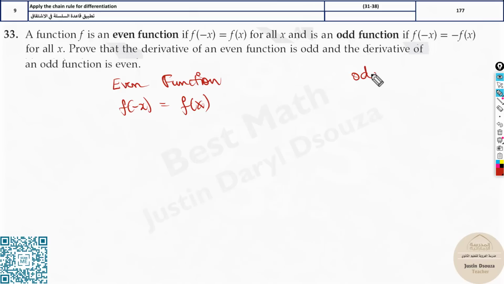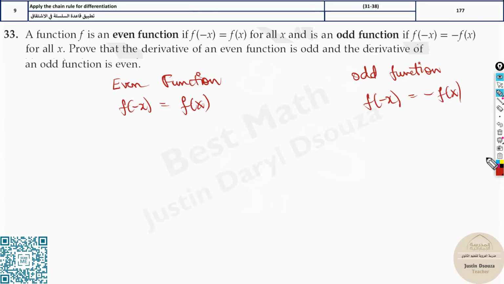Whereas odd function also is given. Odd function is here f of negative x, that will be equal to minus f of x. Now then, if you know so much, can we just find the derivative directly, because they are asking us to prove the derivative of an even function.